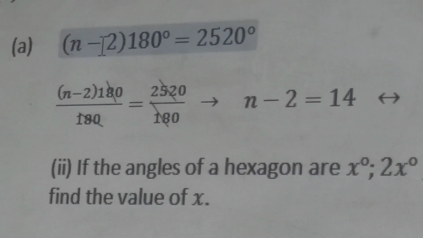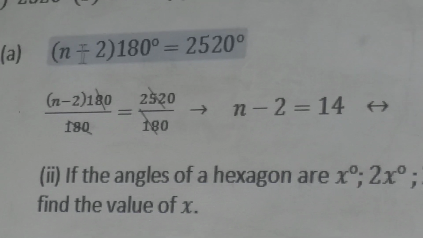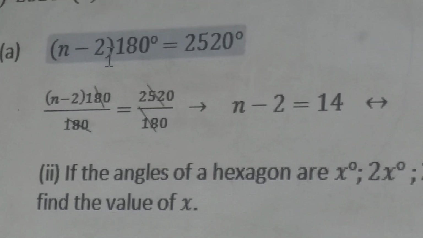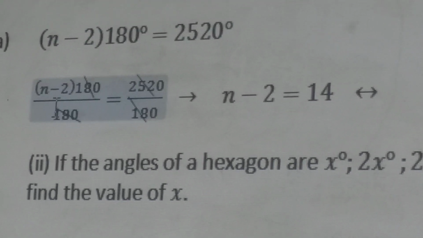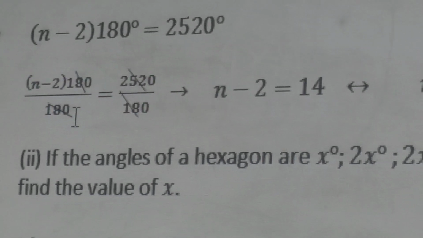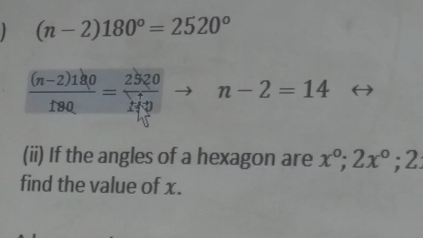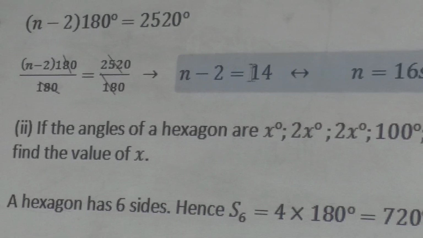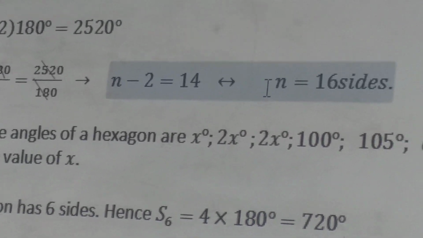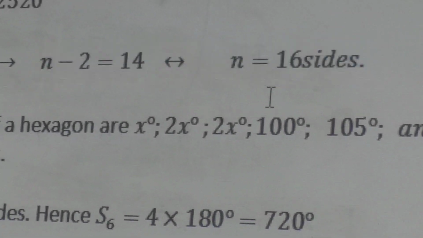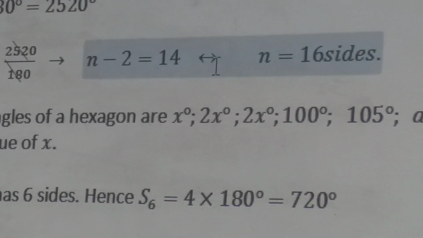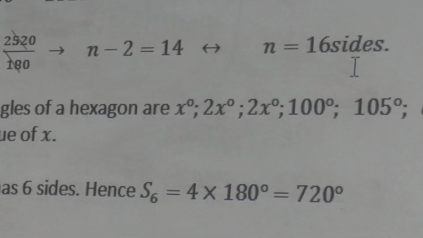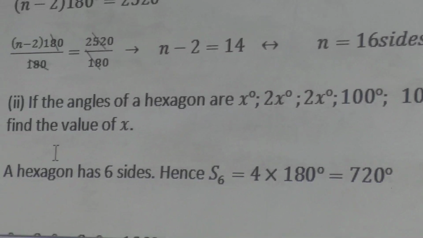On this side, we divide both sides of the equation by 180, so that 180 and 180 on this side cancel off, and 2520 over 180 will give us 14. So we are saying n minus 2 is equal to 14. That implies n is equal to 16, because minus 2 goes to the other side of the equal sign to become plus 2.